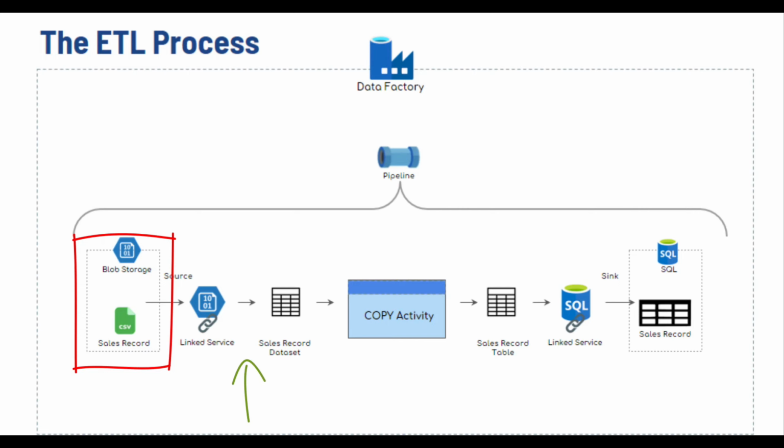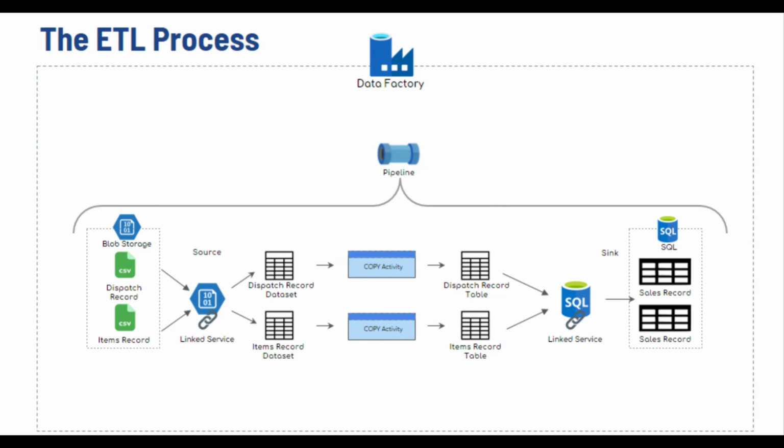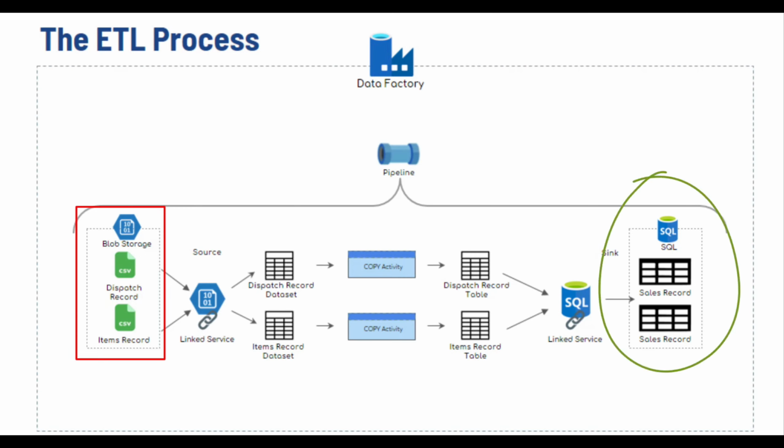And then, with the help of another linked service, we fetched the table metadata that was in our database. And then, using the copy activity, we copied all our data from the blob storage to the database table in Azure SQL Database. This time we will be doing the same thing but for multiple dataset files. We will copy the two files that we have in our blob storage, that is the dispatch record and the items records. And then we will move them to the SQL database.